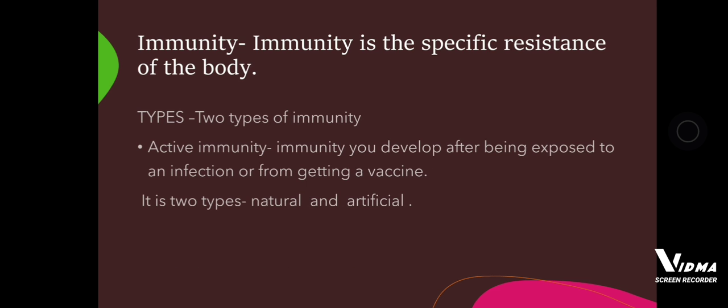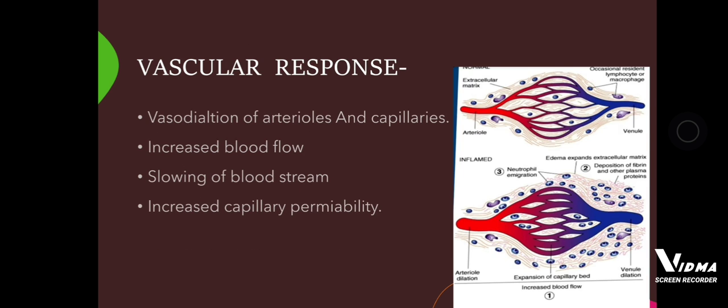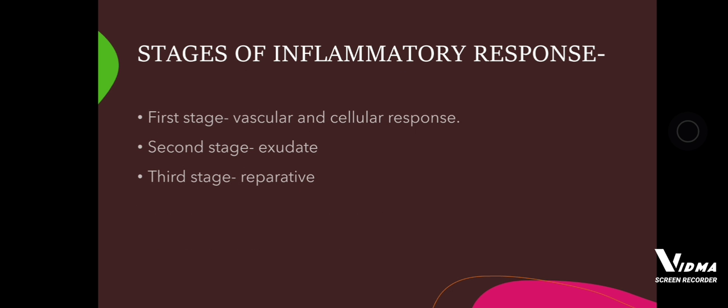So that is all about our topic, inflammation. We have seen what is inflammation, what are the types of inflammation, what are the stages of inflammation and stages of the inflammatory response. We have seen today in class 3 stages: vascular, cellular and response, and second stage exudate and reparative stage. We have seen how to build immunity also.